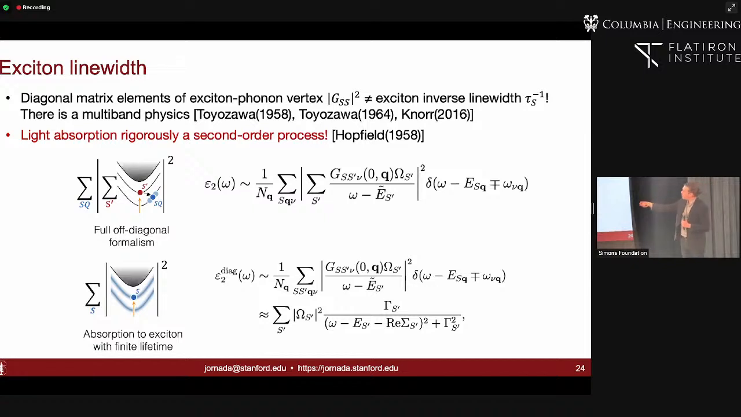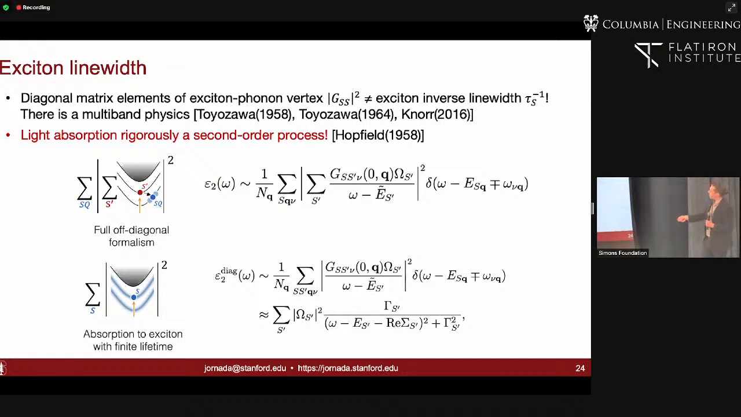The reason is that this is multi-band physics. It was emphasized in the past by Toyozawa. It was done in the context of the semiconductor Bloch equations by Andreas Knorr and collaborators. But I think the fundamental physics is that light absorption is not a first-order process. It is rigorously a second-order process. And this was highlighted by Hopfield in 1958. So what does that mean?